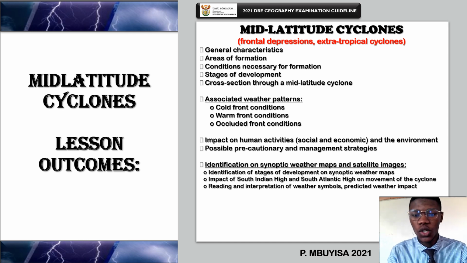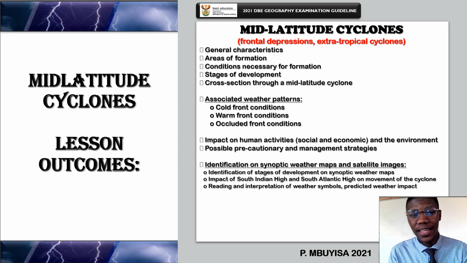And of course, as we look at the different aspects that we'll study today, I will do a bit of recap to outline what you have to know and understand for each aspect of your examination guideline. Now let's start. Okay, so we're looking at mid-latitude cyclones, as you can see. Now, what are they?